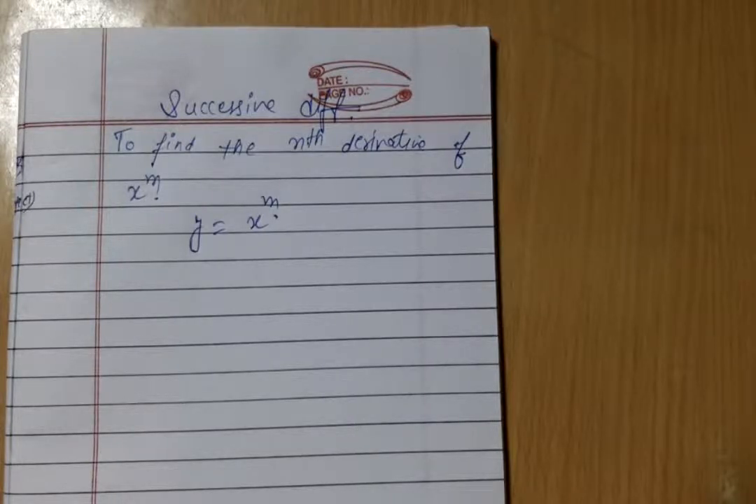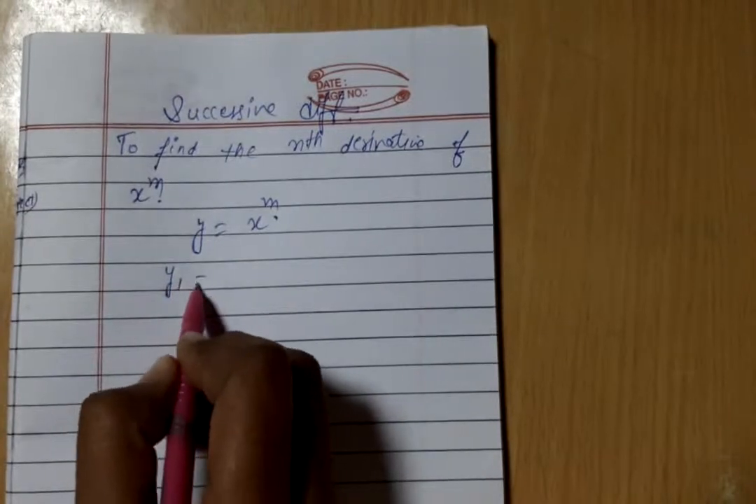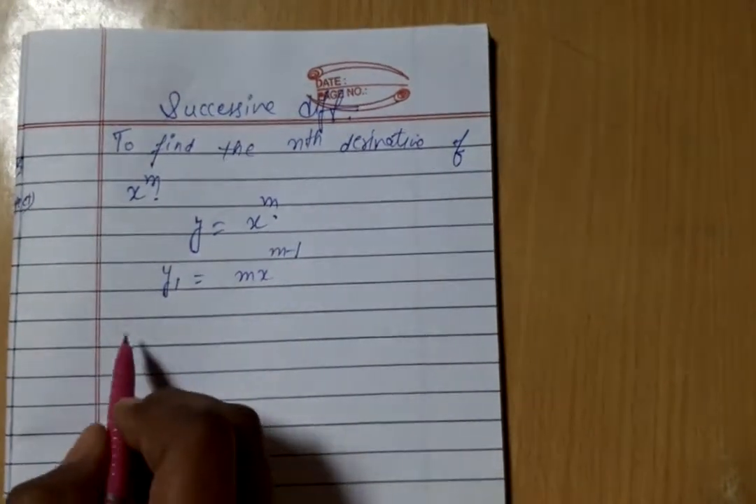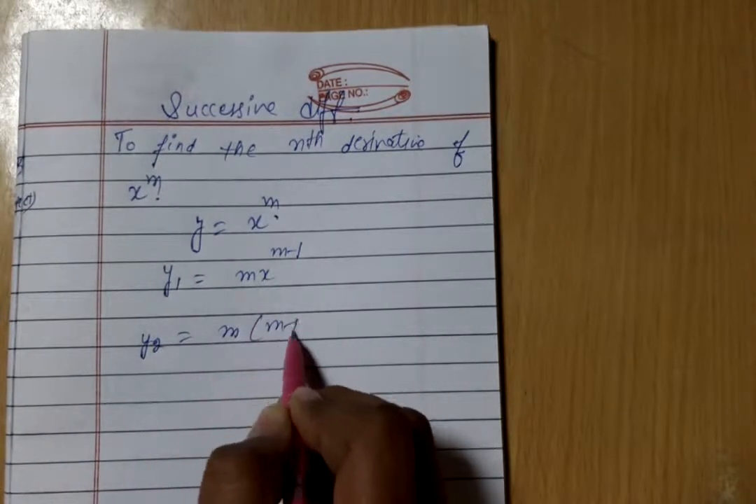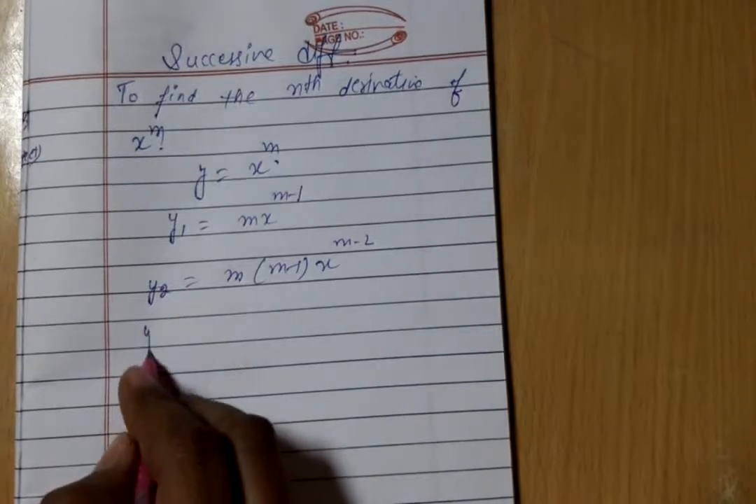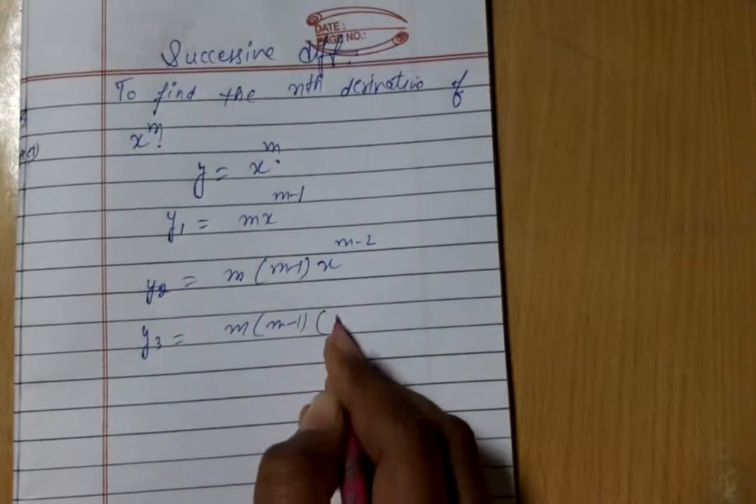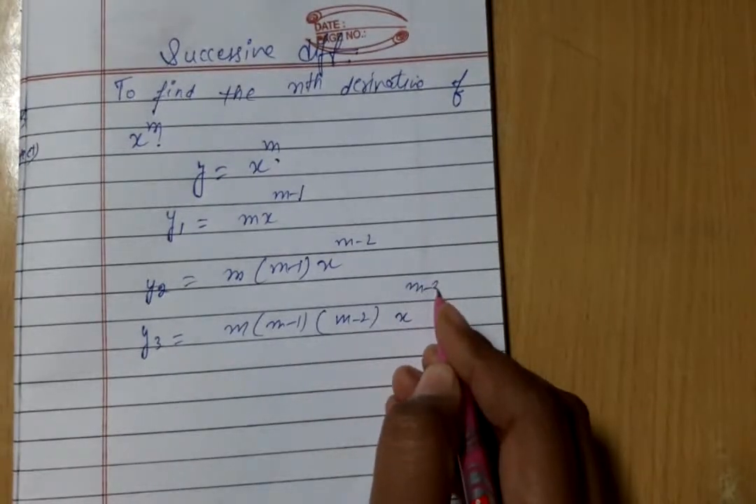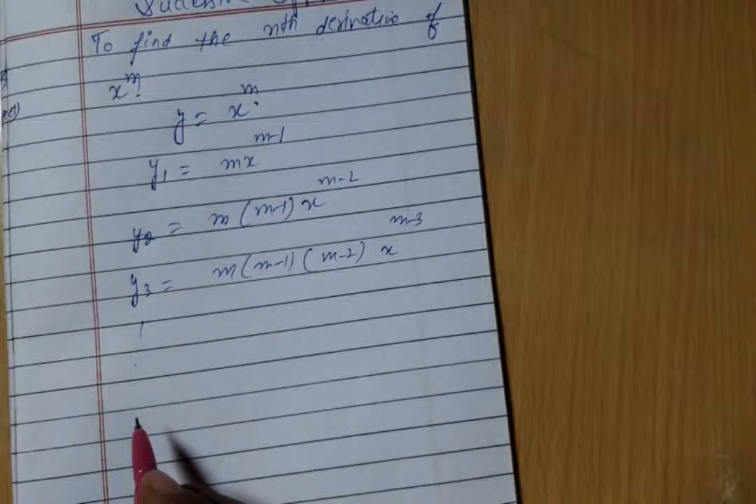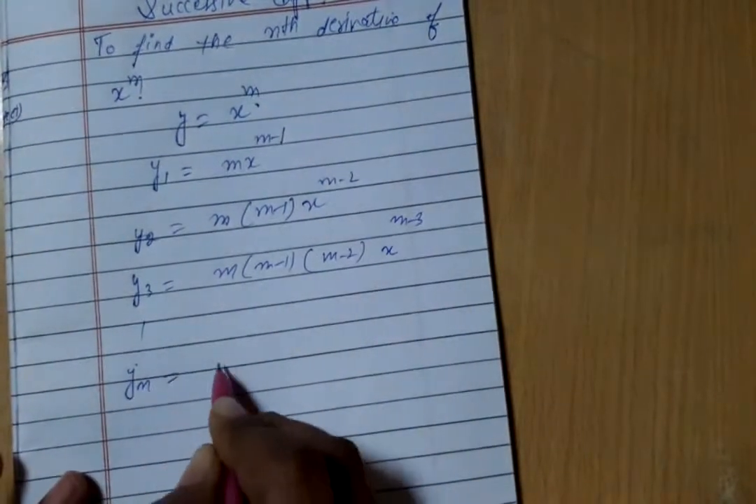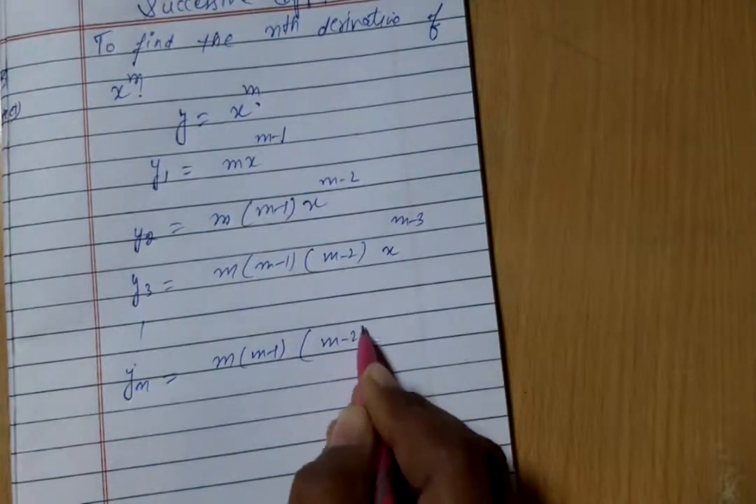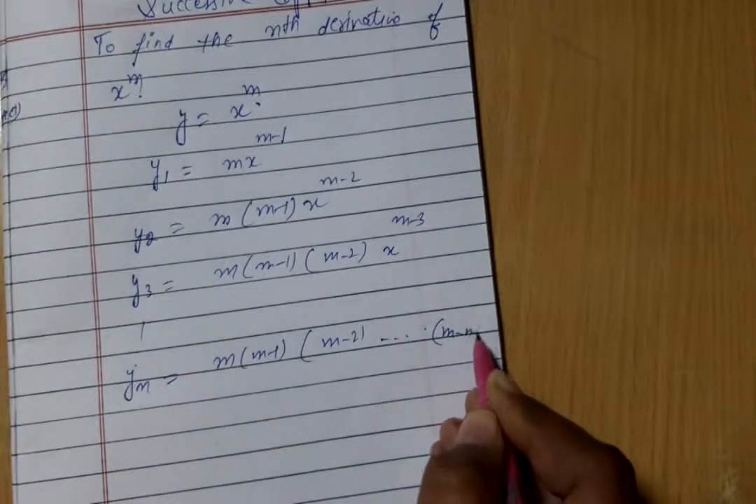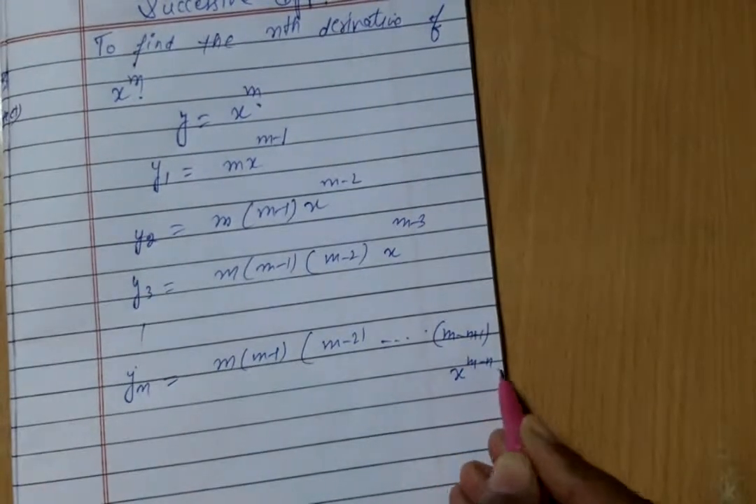Now today we start the second video of successive differentiation: how to find the nth derivative of x raised to the power m. Firstly, let us take y is equal to x raised to the power m, and the first derivative is y1 equal to m into x raised to the power m minus 1, and the second derivative is m into m minus 1 x raised to the power m minus 2, and y3 is equal to m into m minus 1 into m minus 2 and x raised to the power m minus 3, up to after n times the derivative yn is equal to m into m minus 1 into m minus 2 up to and so on m minus n plus 1 x raised to the power m minus n.